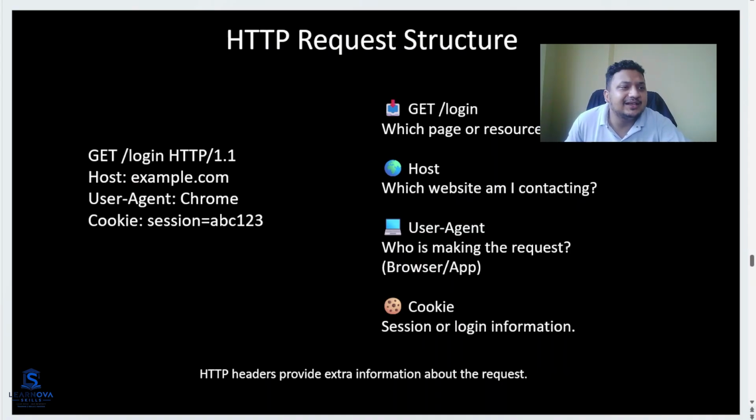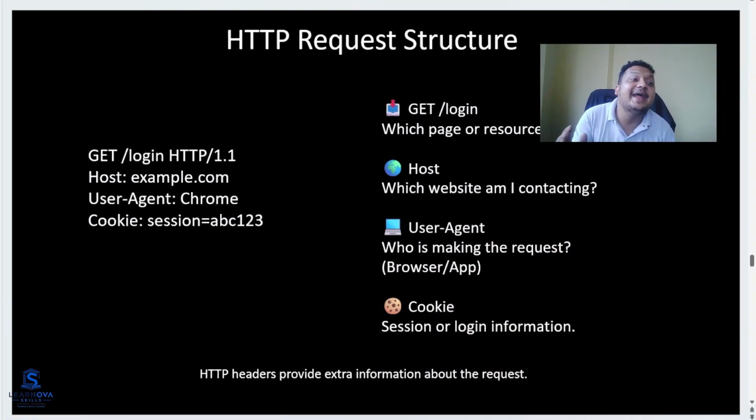Here we have a simple HTTP request. First we have GET /login HTTP/1.1. This tells the server that we are using GET and requesting the login resource. Then we have the Host header. This tells the server which website we are contacting. Then we have the User-Agent. This provides information about the client, such as browser or application. And then we have a cookie. A cookie can contain information associated with the session, right?